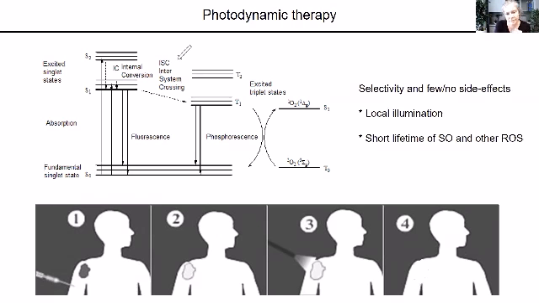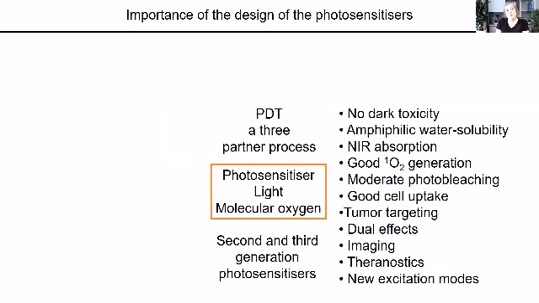So this is a huge advantage over the other cancer treatment modalities, for example, which we all know have very bad side effects. So this leads us to the importance of the design of the photosensitizer. You know now that PDT is a three-partner process. You have guessed that. We need the photosensitizer, we need the light, and we need the molecular oxygen. So if one of these three partners is missing, you cannot do PDT. And to make PDT, as chemists, we are interested in the photosensitizer, and there are now second and third generations of photosensitizers.